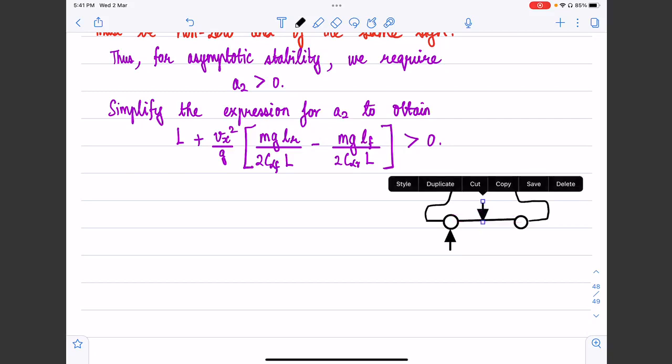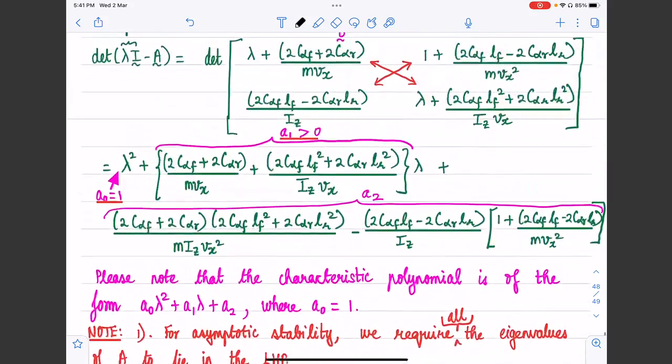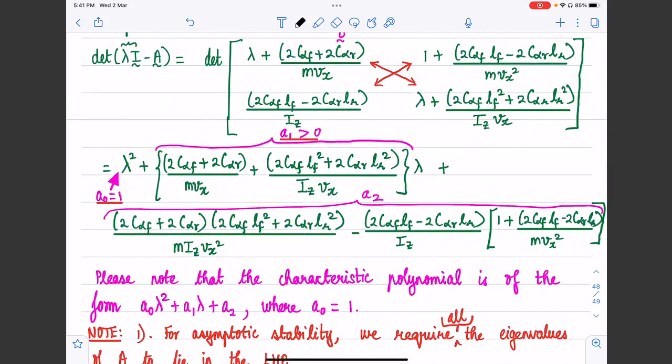Sorry, sir. This A1, how did we directly say it is greater than 0? Good point. Let me recap that. Why is A1 greater than 0? Please note that A1 is 2C alpha F plus 2C alpha R by M Vx. C alpha F, C alpha R are all positive. M is positive, Vx is positive. So I'm sure you agree that that ratio is positive. Same comment for the second term also. So we have addition of two positive numbers, which is positive. Good point.